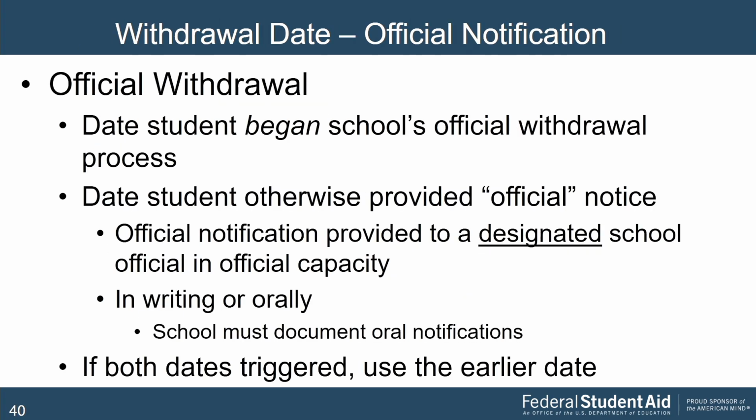The official withdrawal then is going to be the date the student began the official withdrawal process, or the date the student otherwise gave official notice to a designated school official in their official capacity, either in writing or orally. The school has to document it if it's an oral notification that the student's going to leave. And if both dates are triggered, then you're going to use the earlier date as the withdrawal date.